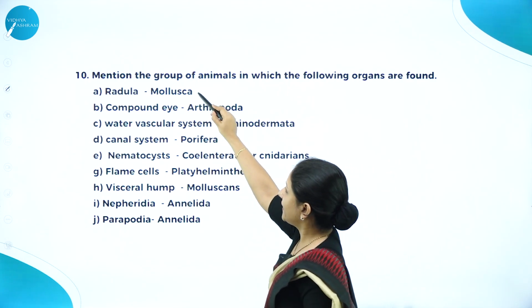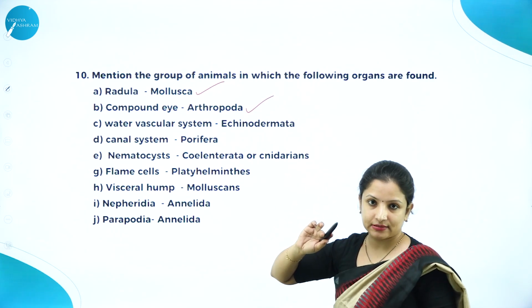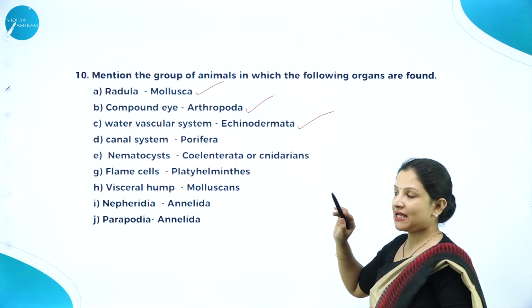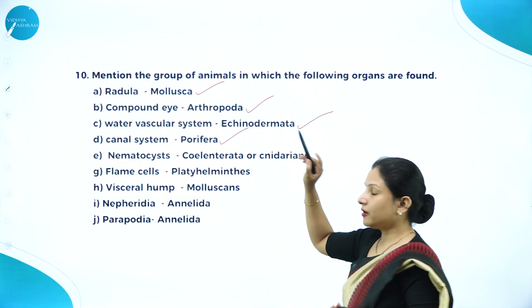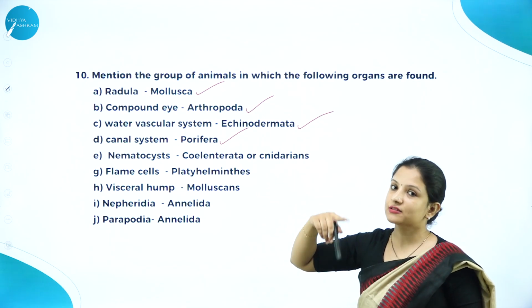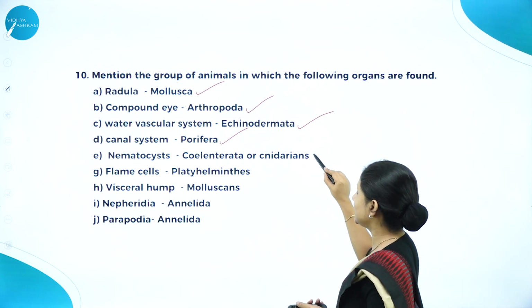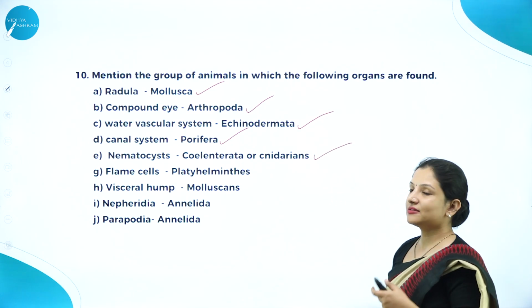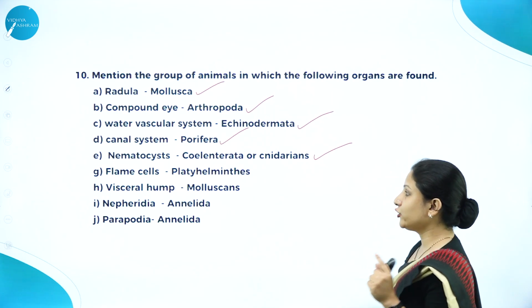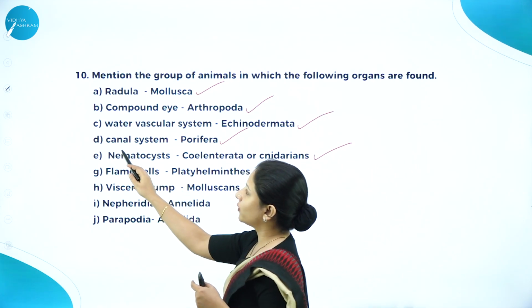Radula, you find in mollusca. Compound eye in arthropoda, especially bees. A bee is an insect and has a compound eye. Water-vascular system, echinoderms. Canal system, porifera. Don't get confused: canal system is in sponges, porifera, and water-vascular system is in echinoderms. Nematocyst is in coelenterates or cnidarians. They have some stinging bodies which are called nematocysts, or cnidoblast also, so instead of nematocyst they can also give the word cnidoblast here.